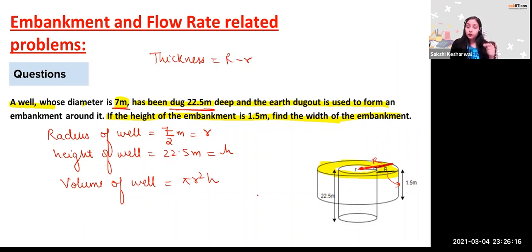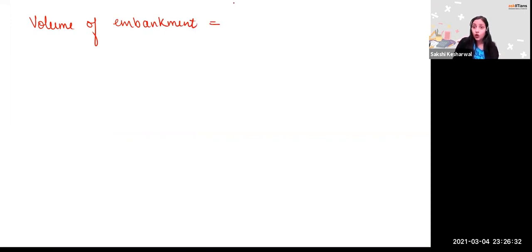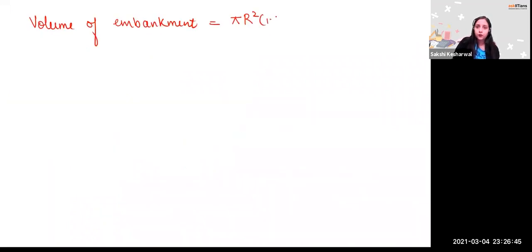So what is the volume of the embankment? Volume of embankment looks like a hollow cylinder, right or not? So it's going to be pi capital R square h. What is h here? The height of the embankment is 1.5, right or not? So I can write this as pi capital R square into 1.5 minus pi small r square into 1.5. And these two volumes are equal. Right now I have not calculated the values, because if you equate these two things, you will see that pi and pi cancel out. This is the catch. So you can eliminate the pi.